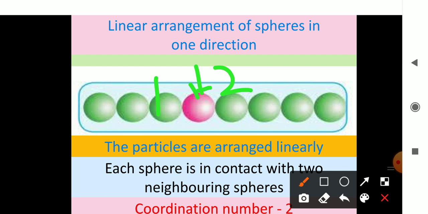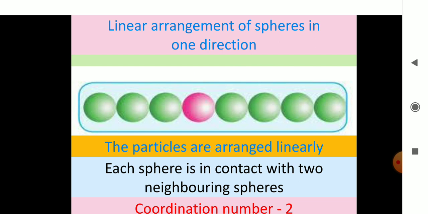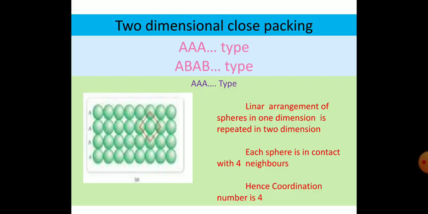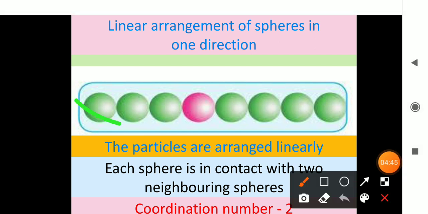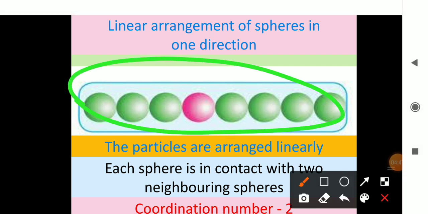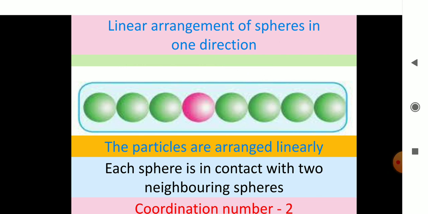Then let us see the second type of packing, which is called two-dimensional close packing. Two-dimensional close packing is not a new one. Just now we have seen one-dimensional arrangement. When that one-dimensional arrangement is repeated in a two-dimensional way, it is called two-dimensional close packing. When this row of arrangement is repeated, then we will get the two-dimensional close packing.